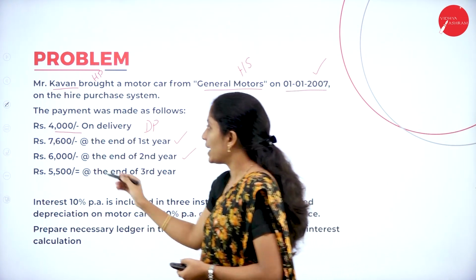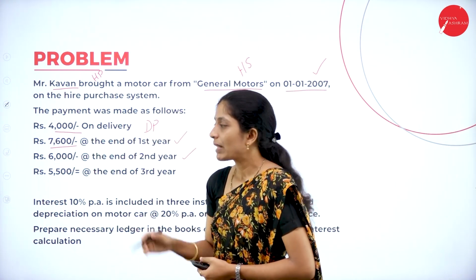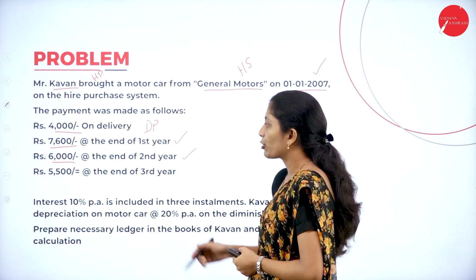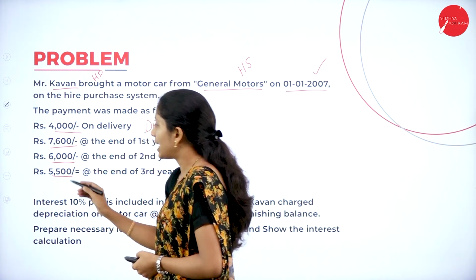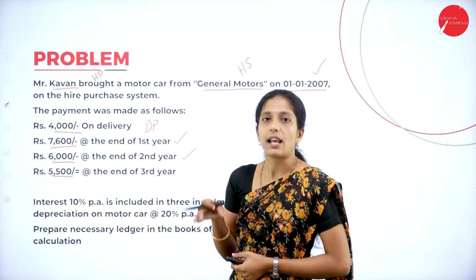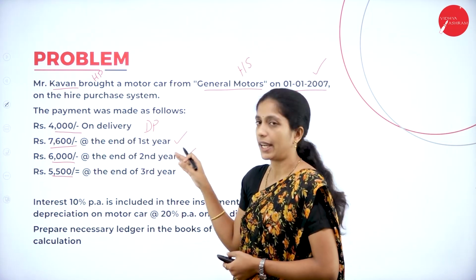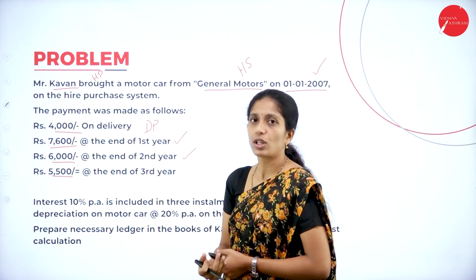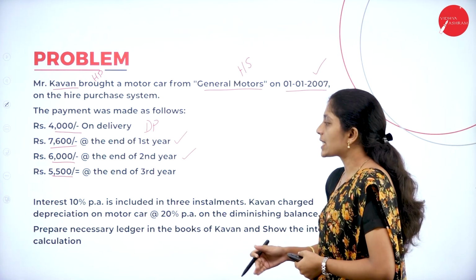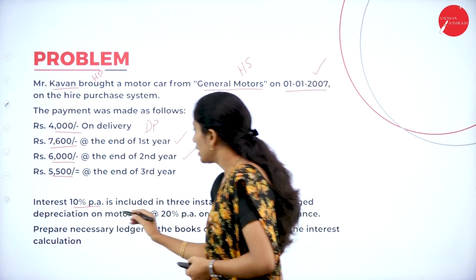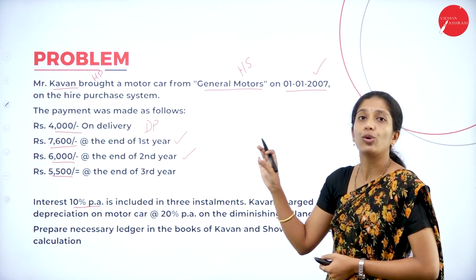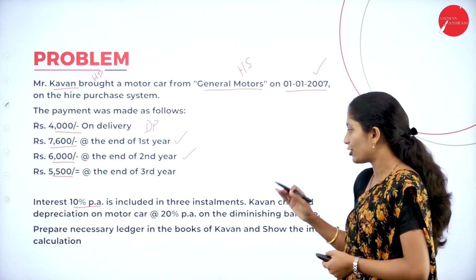So in the first year they have paid rupees 7,600. Next year they have paid rupees 6,000. In the third year they have paid rupees 5,500 at the end of the third year. So here they have paid different amounts at the end of the first year, second year as well as third year, and they have also given the down payment, but they have not given the cash price. Interest at 10% per annum is included in the 3 installments. So this interest is included in the 3 installments, they have directly told us.